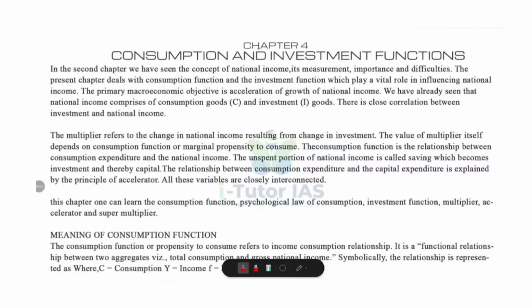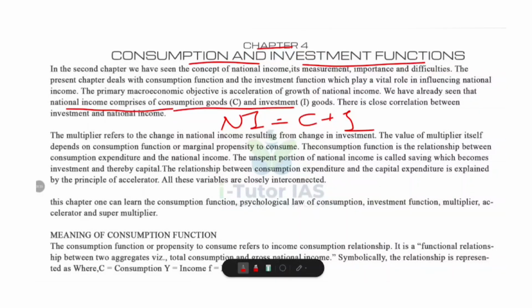Today we are going to deal with Chapter 4, Consumption and Investment Functions. In the previous chapters, we understood how employment and income are determined in an economy. Now, to understand how income changes over time, we need to study consumption and investment because they are the two main components of national income. That means national income is equal to consumption plus investment.